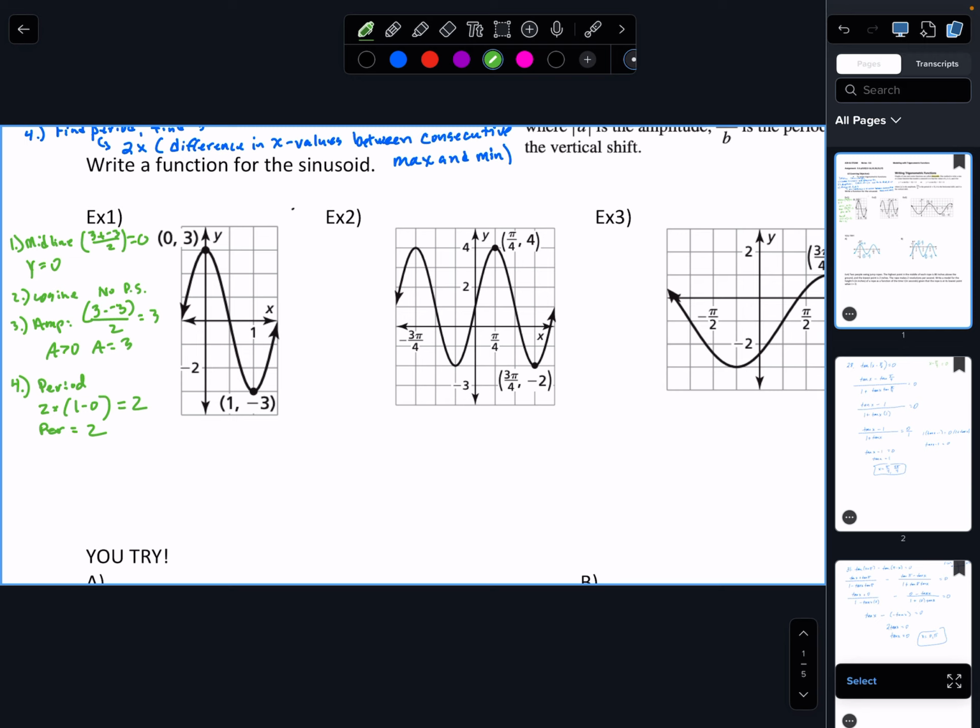And then you have that B is, actually that's not what I wanted to start with. The period normally you find by taking 2 pi divided by B. And we just said from the graph the period is 2. Multiply by B. Divide by 2. And B is pi.